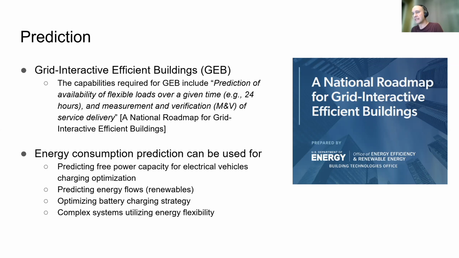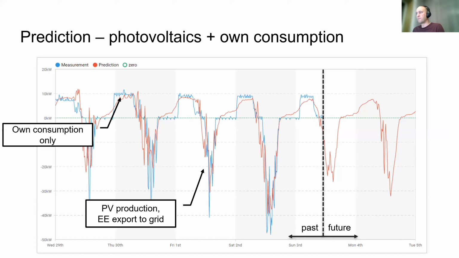interactive efficient buildings. In short, energy consumption prediction can be used for different purposes, like predicting free power capacity for electric vehicle charging optimization. You can predict energy flows. I will have one example for that. You can optimize battery charging strategy or utilize this prediction within a complex system. I also have one example for that.